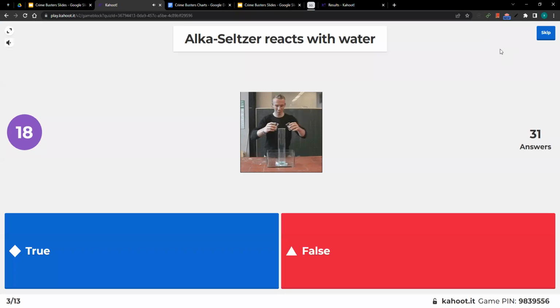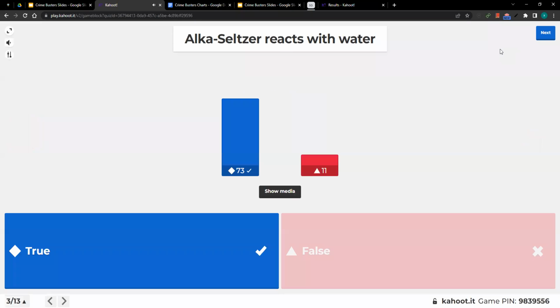I think I already gave away this answer. I mean, it is in the cheat sheet, and it's in the picture. Is that elephant toothpaste? Yeah, I think it is elephant toothpaste.